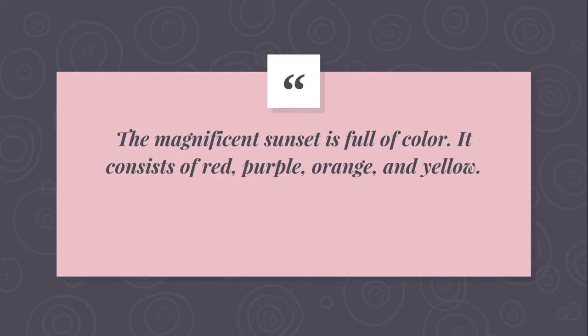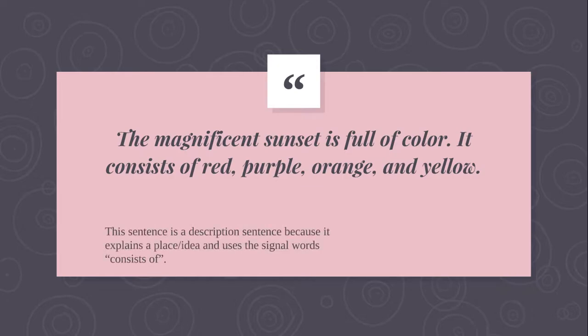See if you can figure out why this is a description sentence. The magnificent sunset is full of color. It consists of red, purple, orange, and yellow. This sentence is a description sentence because it explains a place/idea and uses the signal words consists of.